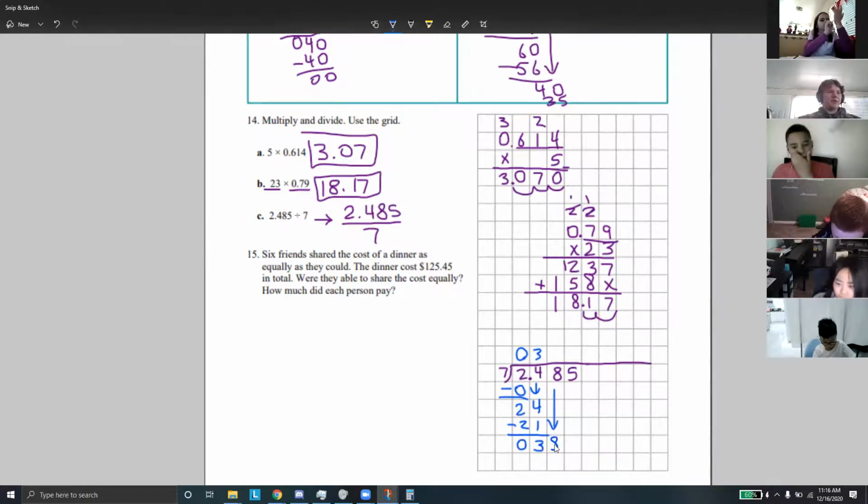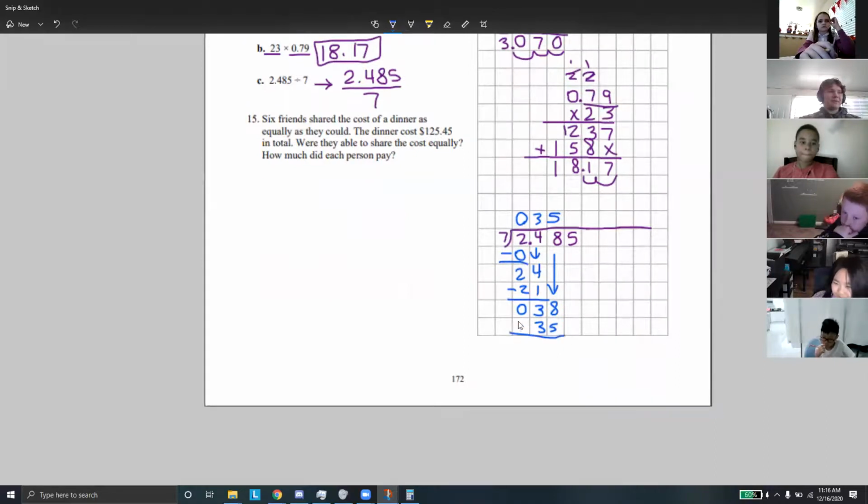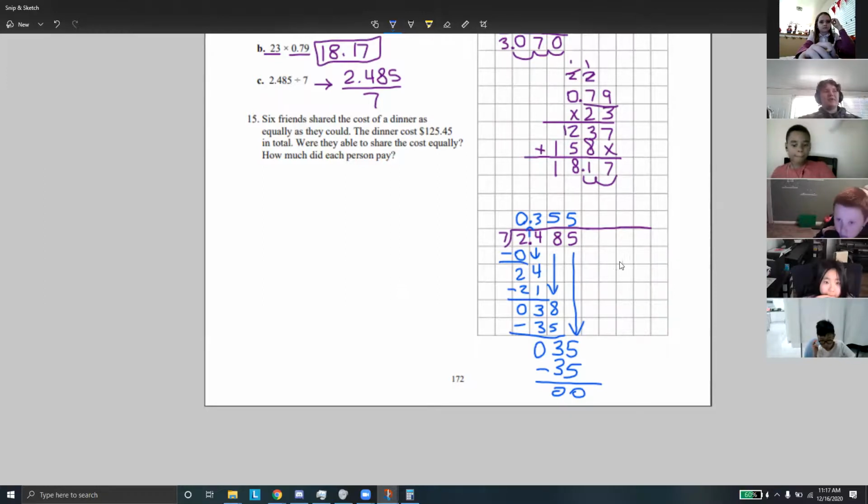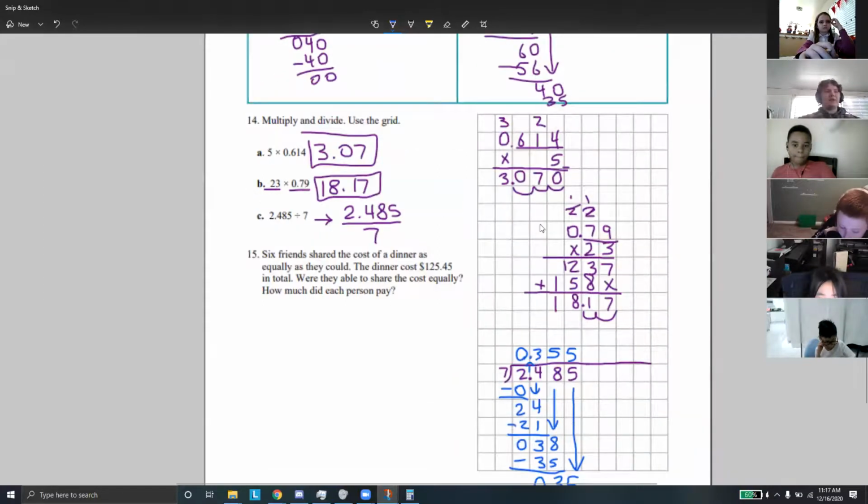Drop the 8. 7 goes into 38. 7, 14, 21, 28, 35. This could be 5 times. We're running out of room. 8 minus 5 is 3. 3 minus 3 is 0. Drop the 5. Ooh, finally, it goes in. 7 goes into 35 5 times. And raise the decimal straight up. And so 7 goes into 2.485 a total of 0.355 times. Correct? Is that what you guys got?